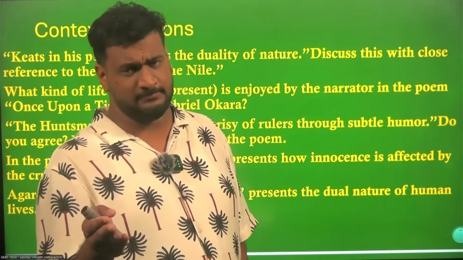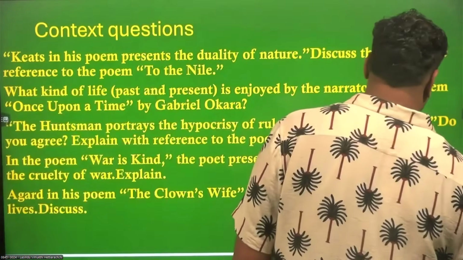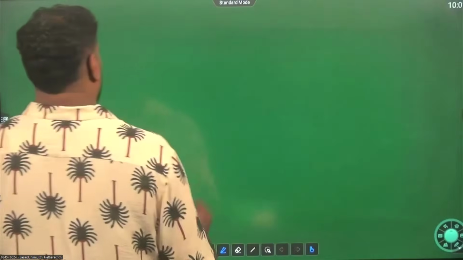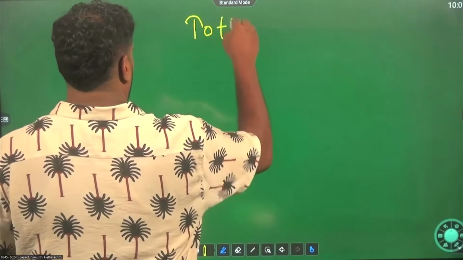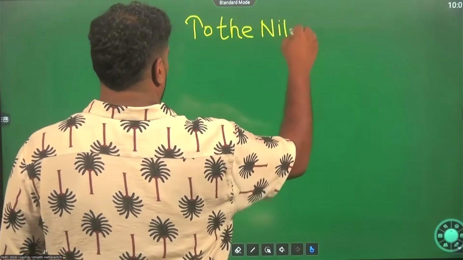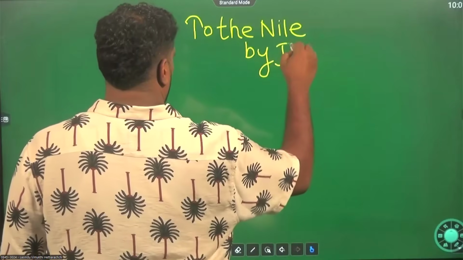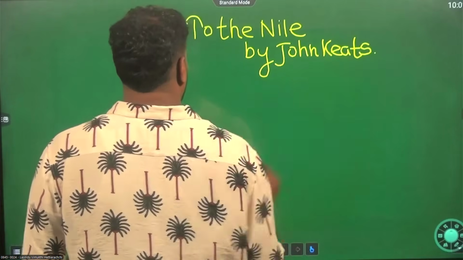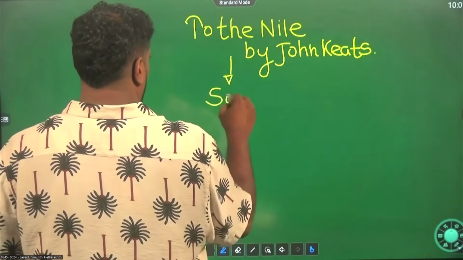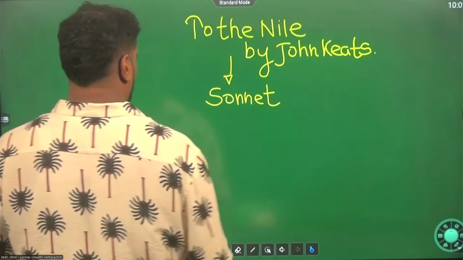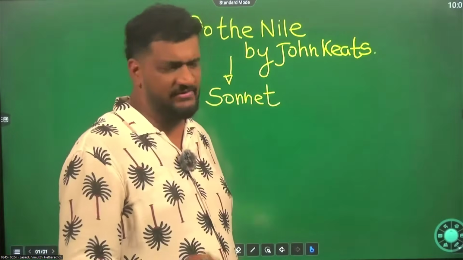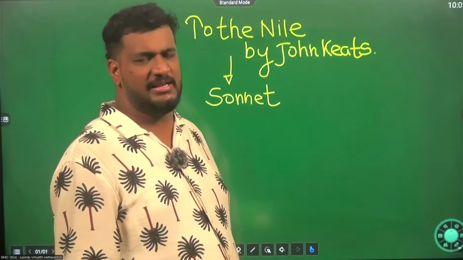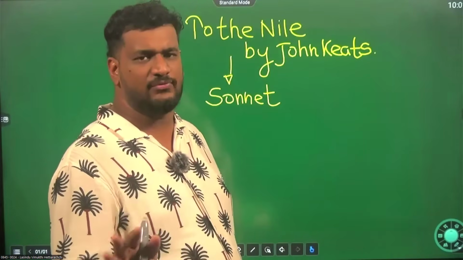But before going to that poem, you have to remember certain things regarding the poem. Number one, To the Nile by John Keats can be taken as a sonnet. So basically in a sonnet, how many lines do we have? We have different types of sonnets. The basic two are Petrarchan sonnets and Shakespearean sonnets. In both sonnet forms, we have 14 lines.